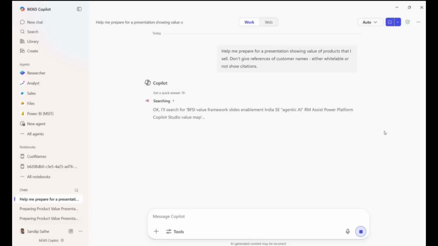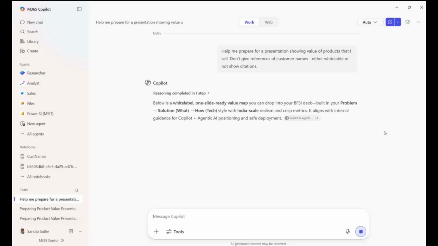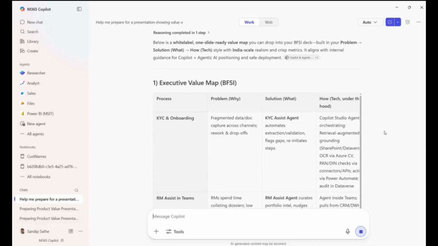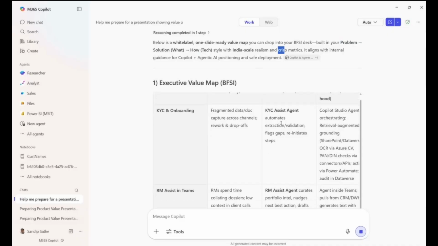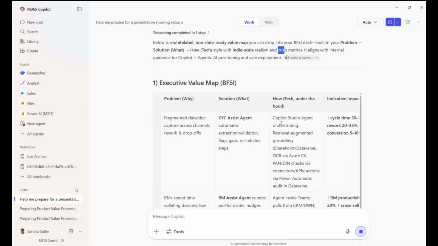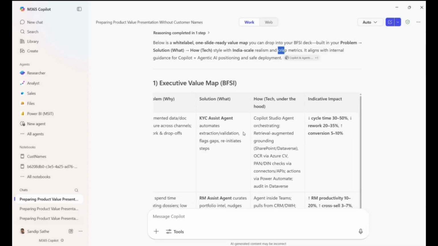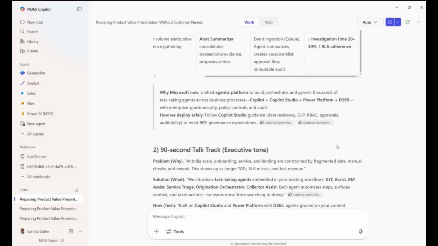This ensures that not only does it understand me as an individual and my working style, but also means that it can provide me the outcomes that I'm looking for in lesser amount of time. As I said, the way I solve the problem, the scale that I like, the crispness that I prefer, and the groundedness that I align to in my presentations. You see the process, the problem why, the solution what, and under the hood how, with indicated impact in a crisp tabular format that I like.